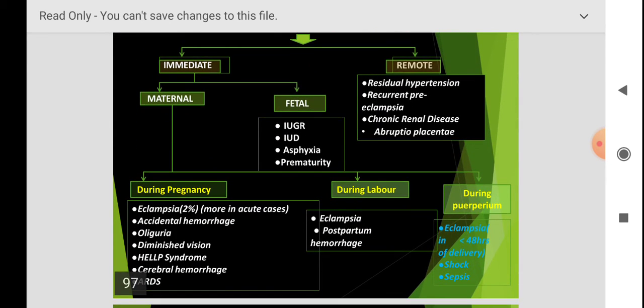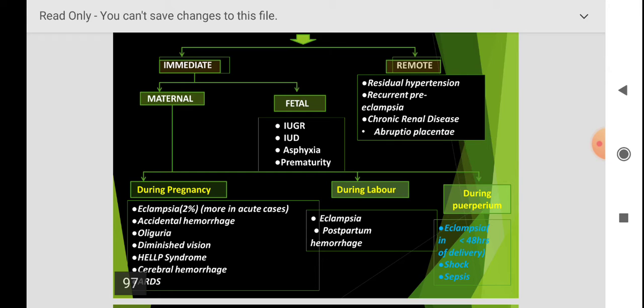What are the complications of preeclampsia? There are immediate complications and remote complications. In the immediate complications, it could affect both mother and baby. In mother, the complications during pregnancy are eclampsia, accidental hemorrhage, that is abruption, oliguria, diminished vision, HELLP syndrome, cerebral hemorrhage, acute respiratory distress syndrome. During labor, what could occur?